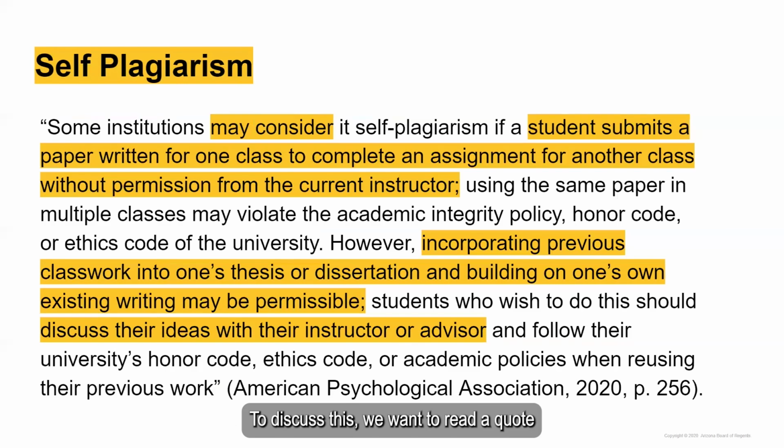Let's talk a little bit about self-plagiarism. To discuss this, we want to read a quote from the American Psychological Association publication manual. Some institutions may consider it self-plagiarism if a student submits a paper written for one class to complete an assignment for another class without permission from the current instructor. Using the same paper in multiple classes may violate the academic integrity policy, honor code, or ethics code of the university. However, incorporating previous classwork into one's thesis or dissertation and building on one's own existing writing may be permissible.